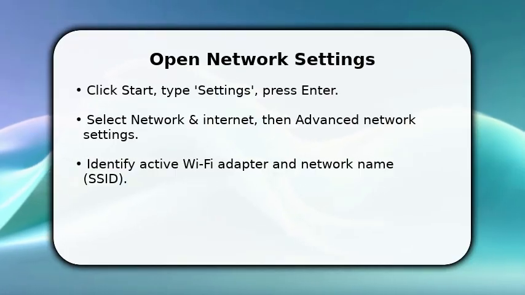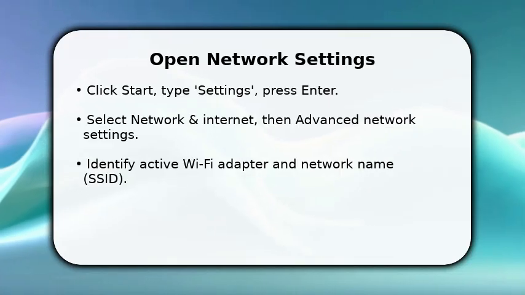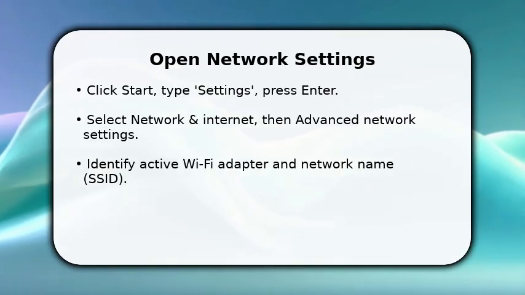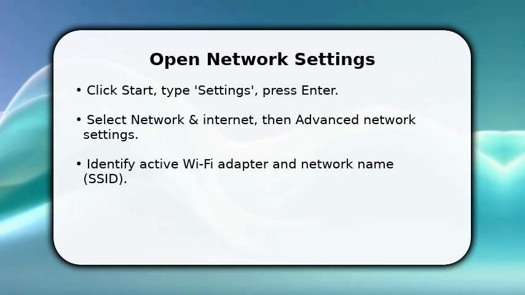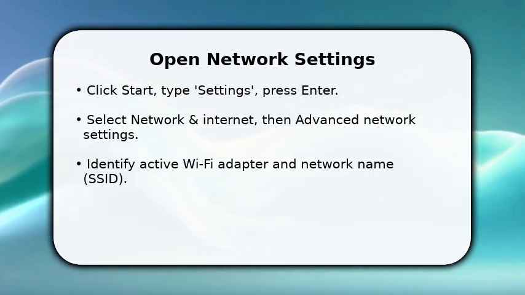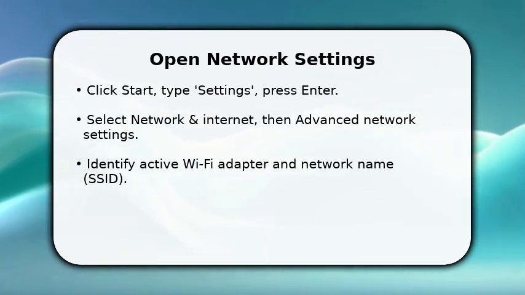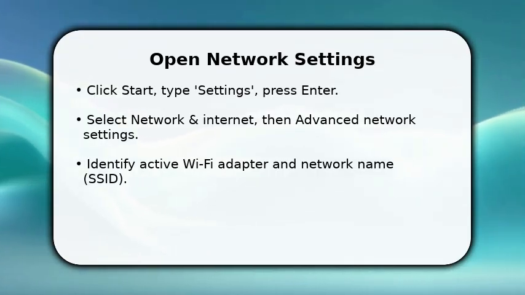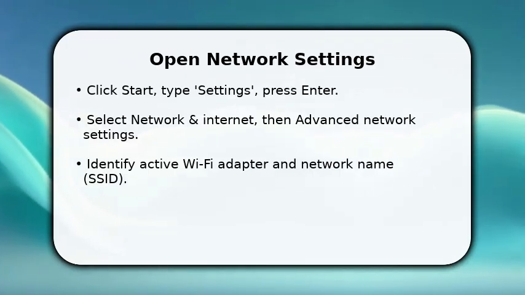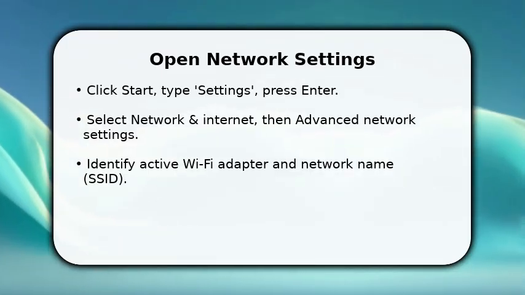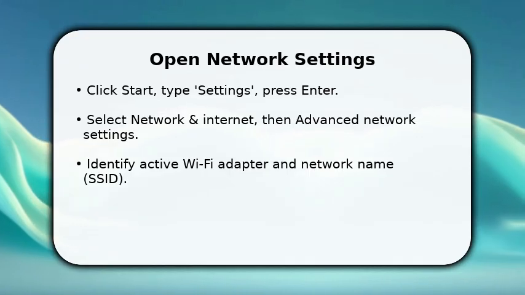You start by opening Settings and going straight into Network and Internet. This gets you to the exact controls you need. Once there, choose Advanced Network Settings so you can inspect adapters and connections. You must confirm which Wi-Fi adapter is active and note the SSID of the network whose password you need. This first step locates the exact device and profile so you won't guess or export the wrong credentials.